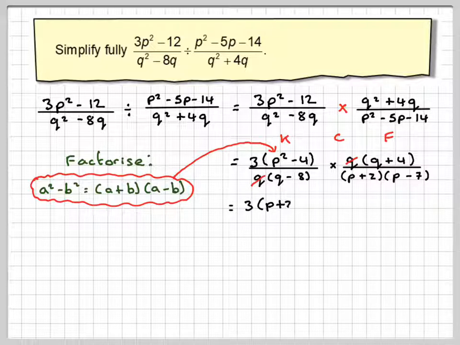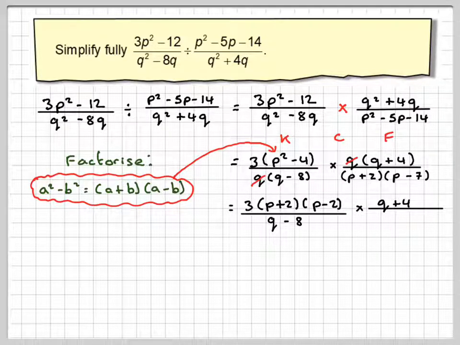So the numerator now becomes 3(p plus 2)(p minus 2). In the denominator, we've got q minus 8. And then here we've got q plus 4 over (p plus 2)(p minus 7). Then we notice that the p plus 2's will cancel out. And then there is nothing else that really cancels out.